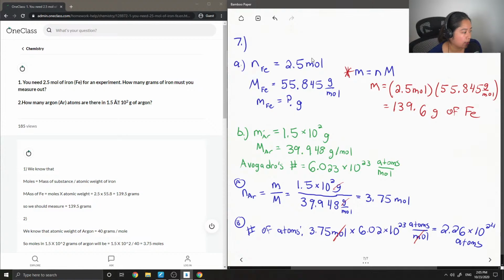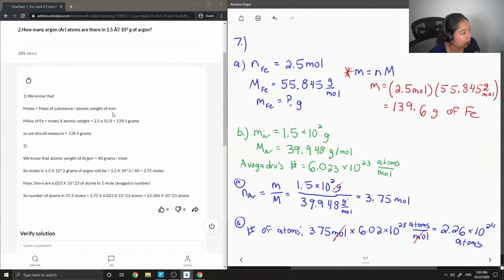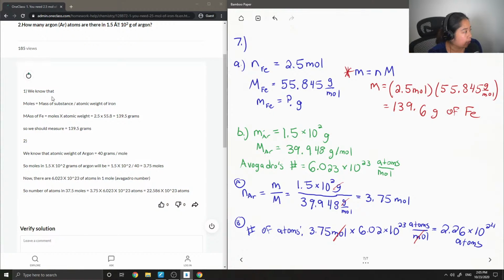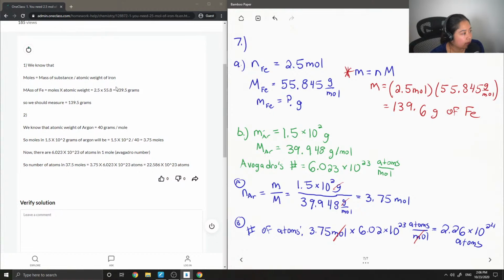Okay, so let's see the answer from our junior tutor. Part A, we know that the moles equals mass over atomic weight of iron. Mass of iron equals moles times atomic weight, and they end up with 139.5, so there's just some rounding differences, but it's pretty much the same thing.